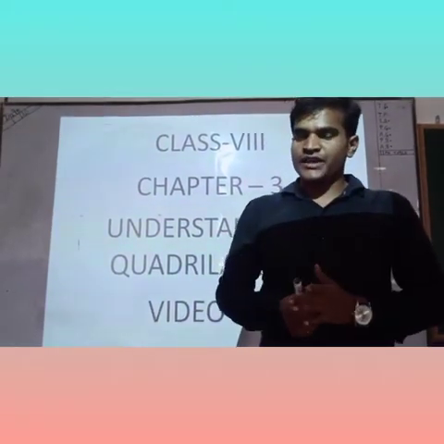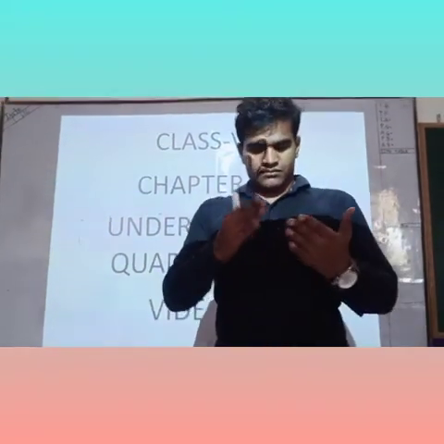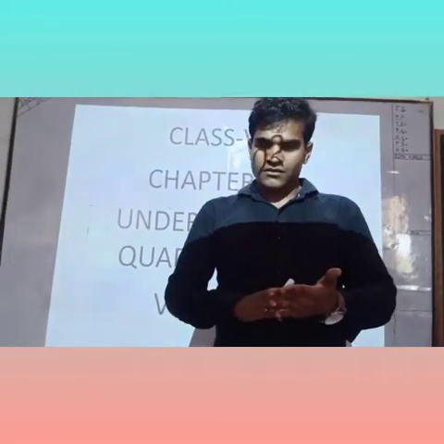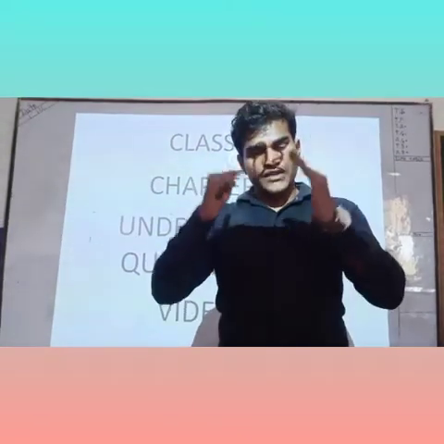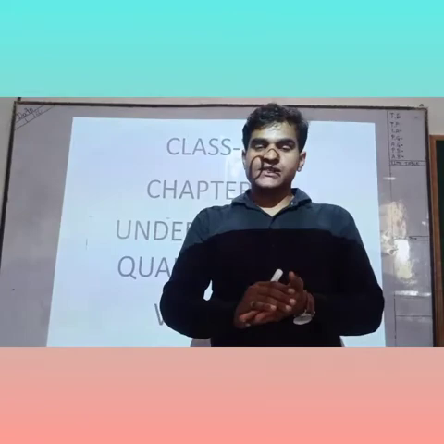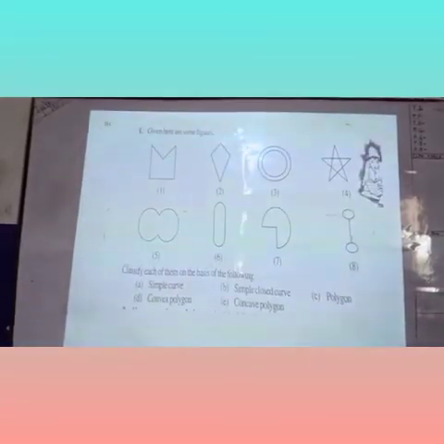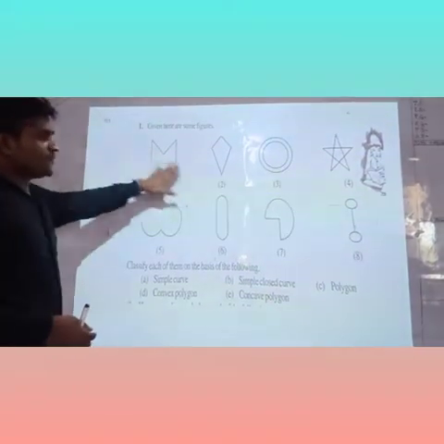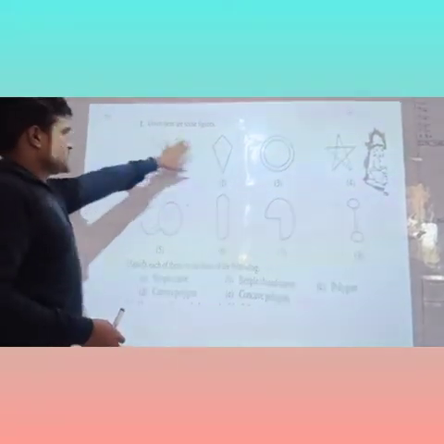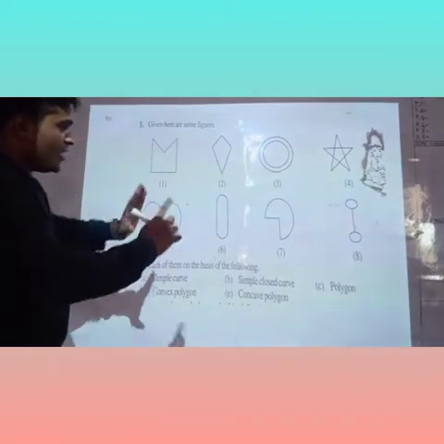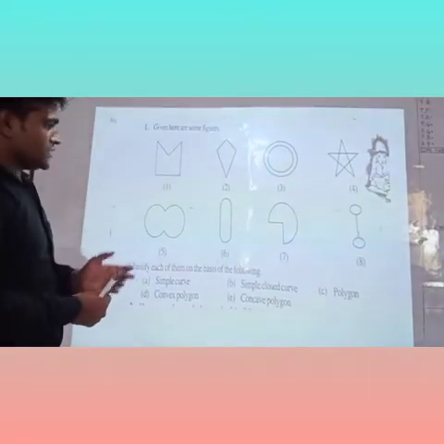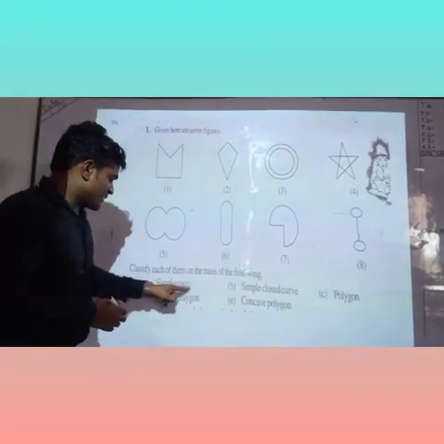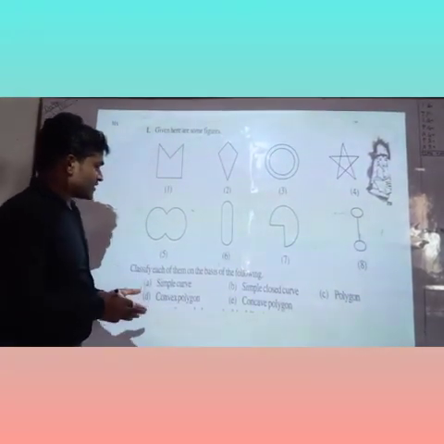In the last class we learned about quadrilaterals, closed curves and open curves, as well as polygons. Given here are some figures. Children, these figures are all closed. So the first question is: which of these is a simple curve, and which is not?